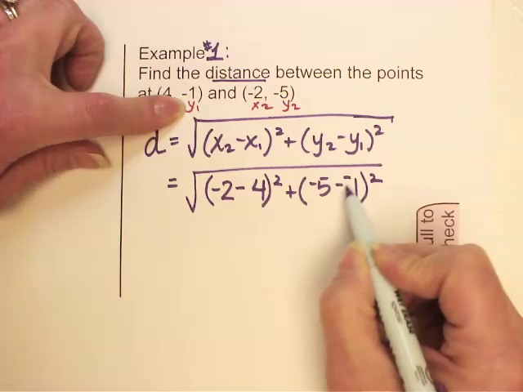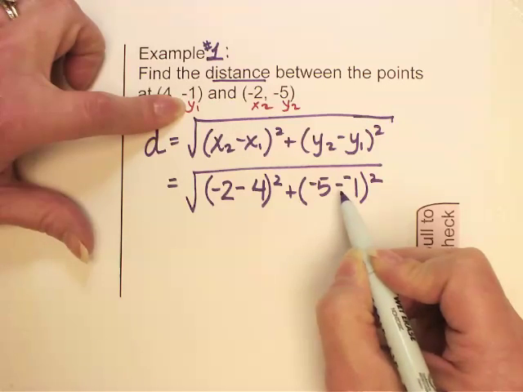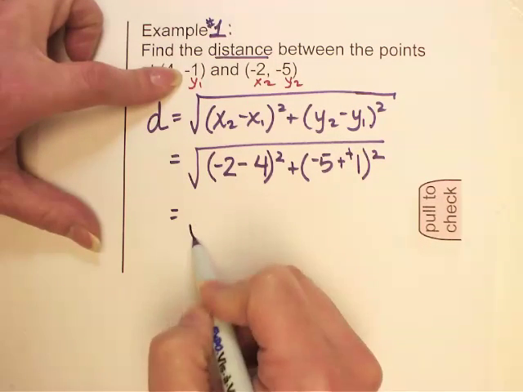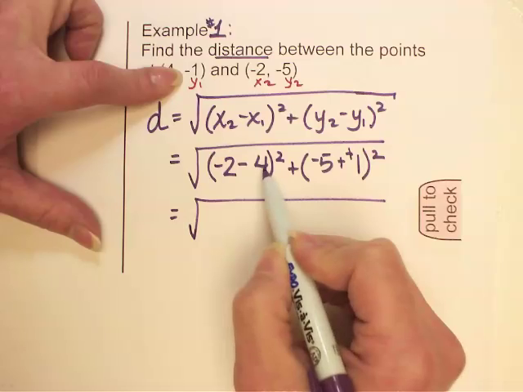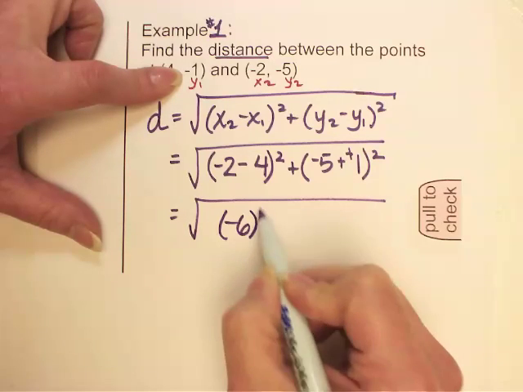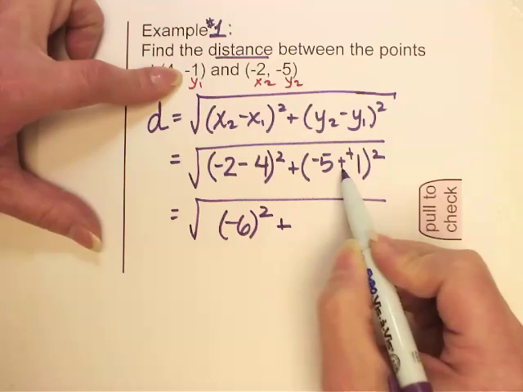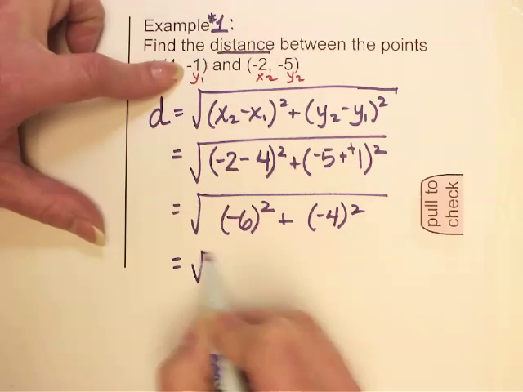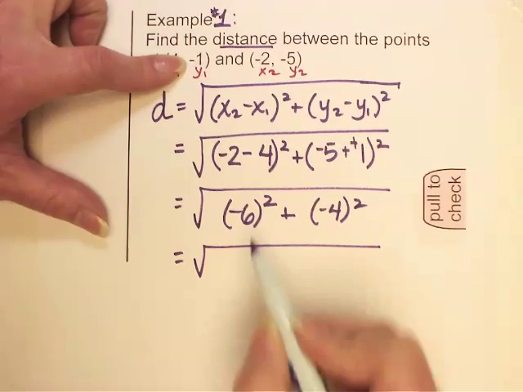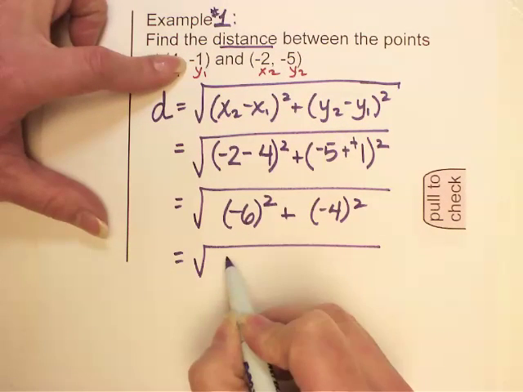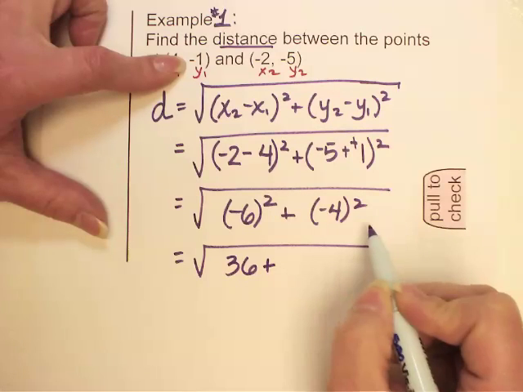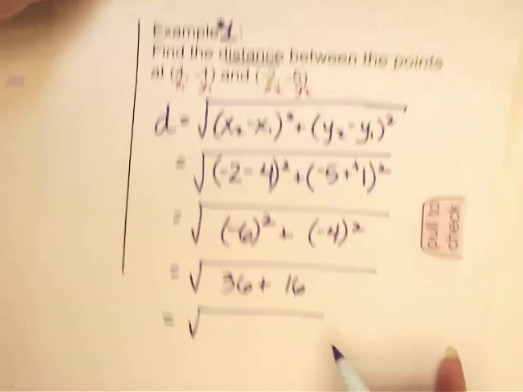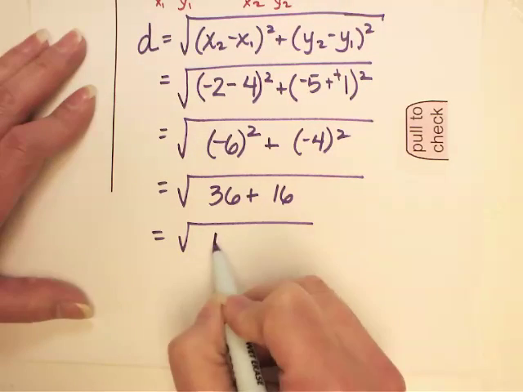Be careful of this double negative here, and think about what happens. Minus a negative actually becomes plus, right? So I'm going to further simplify. -2 minus 4 gives me -6, so this is -6 quantity squared, plus -5 plus 1 gives me -4, so that is squared as well. Keep simplifying. Notice I'm still inside the square root. So -6 quantity squared gives me 36, plus -4 quantity squared gives me 16. Keep simplifying, and I get the square root of 36 plus 16, which gives me 52.